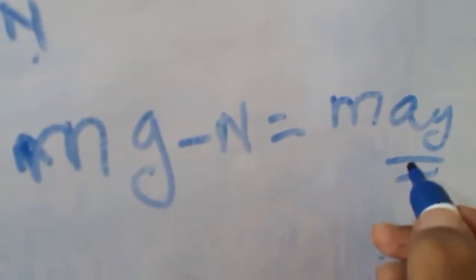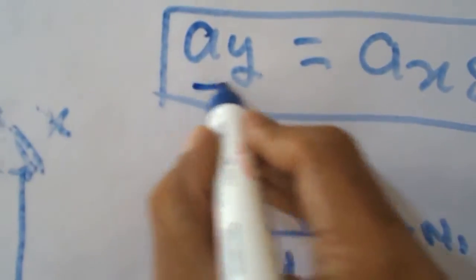Listen here again. Here there are three variables: N, ax, ay. But you have only two equations. You require three equations. The third equation is this one. So you see how the consideration of acceleration and drawing the free body diagram play an important role in solving problems with Newton's laws.